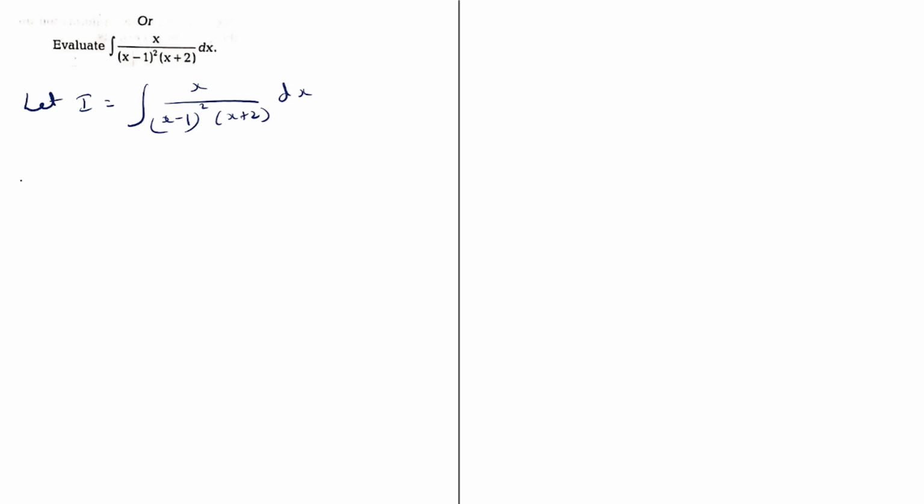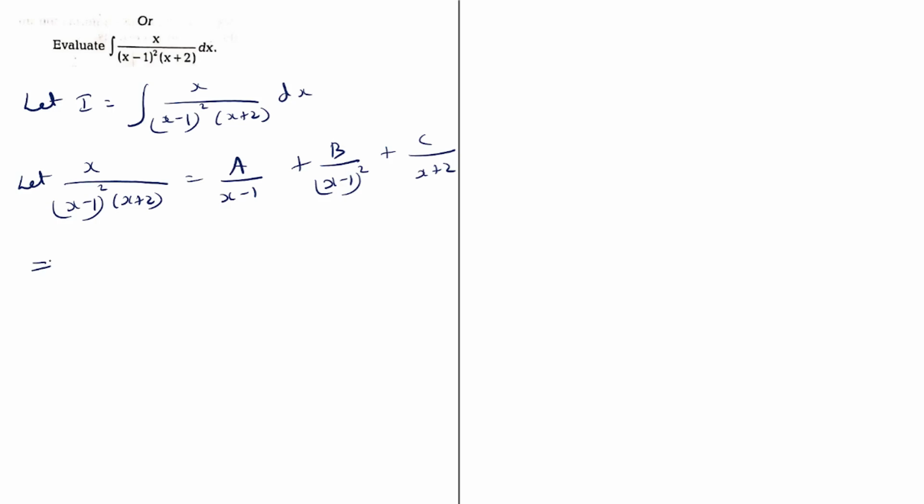So first let us make the partial fraction decomposition. Let x upon x minus 1 the whole square into x plus 2 equal to a by x minus 1 plus b by x minus 1 the whole square plus c by x plus 2. So from this we get x is equal to a into x minus 1 into x plus 2 plus b into x plus 2 plus c into x minus 1 the whole square.